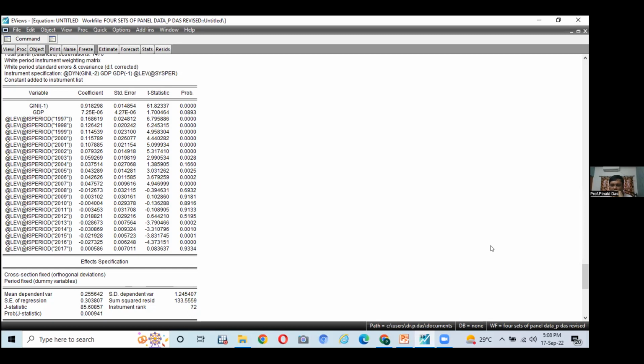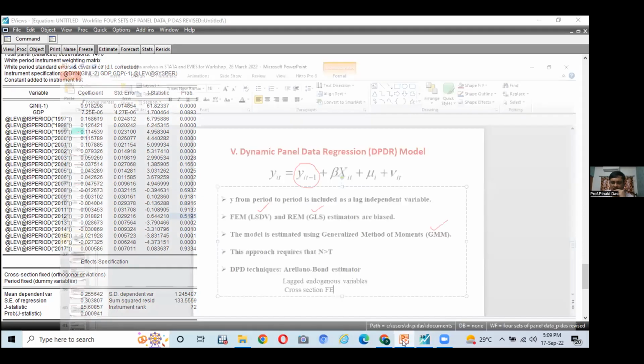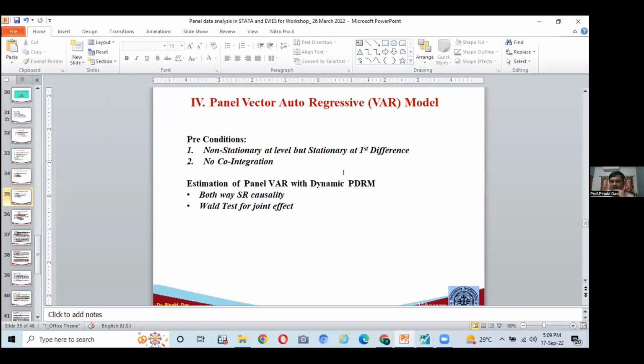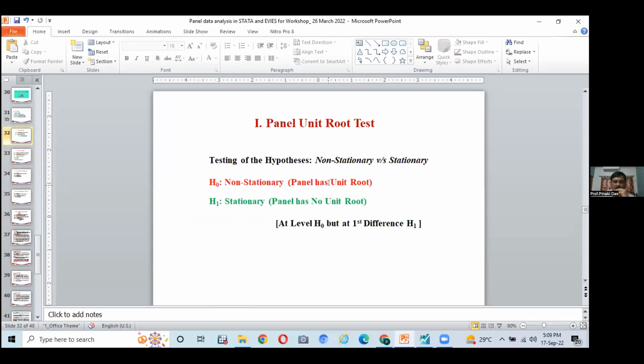Now I will discuss the other theories and their application. That is panel unit root test, panel co-integration, panel VAR, and panel VECM, panel vector error correction model. Before estimation of these models, let us discuss the basic ideas regarding these concepts. First, the panel unit root test.